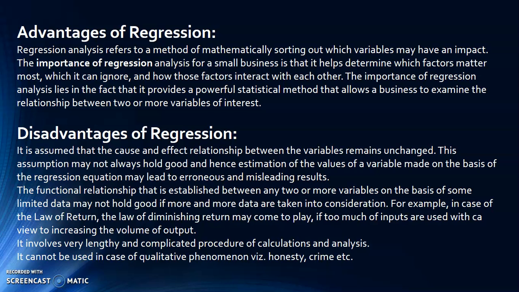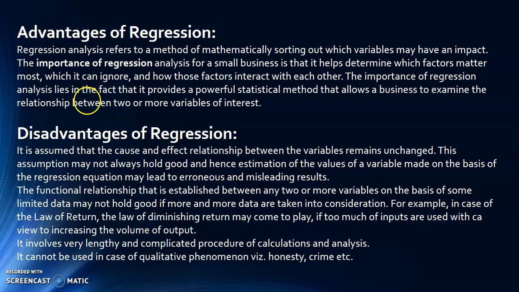Disadvantages of regression. It is assumed that the cause and effect relationship between the variables remains unchanged. This assumption may not always hold good, and hence estimation of the values of a variable made on the basis of the regression equation may lead to erroneous and misleading results. It involves a very lengthy and complicated procedure of calculations and analysis. It cannot be used in case of qualitative phenomena, viz. honesty, crime, etc.